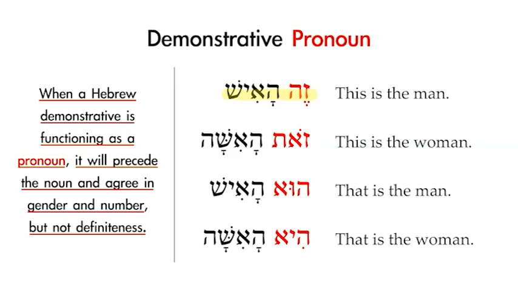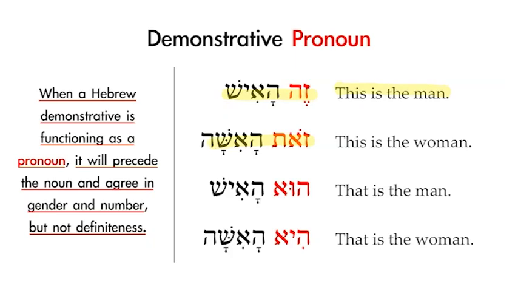The noun that follows is masculine, singular, and definite. So the demonstrative and the noun agree in gender and number, masculine and singular, but not in definiteness. The demonstrative does not have the definite article, the noun does. This creates a verbless clause, once again, in Hebrew. This is the man.